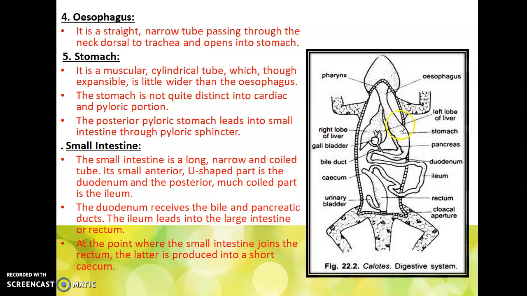The stomach is actually a muscular cylindrical tube. It is able to expand a little wider than that of the esophagus. Here you cannot see a differentiation of the stomach into pyloric stomach and cardiac stomach. This type of stomach you may see in most of the primitive organisms. Here you cannot see that kind of differentiation. And this posterior stomach leads into the next portion, that is called the small intestine.